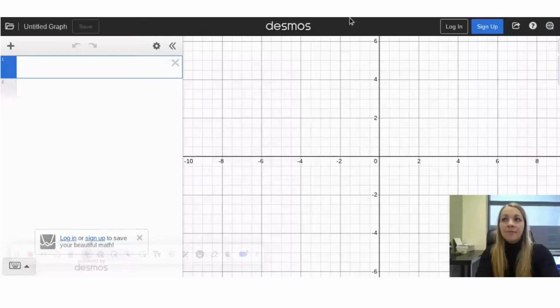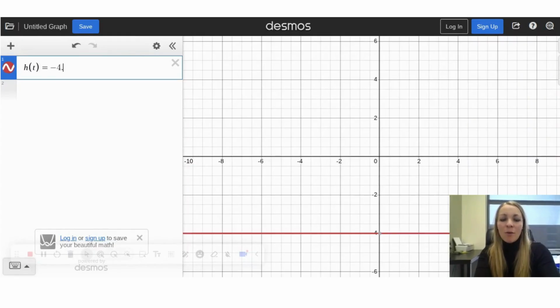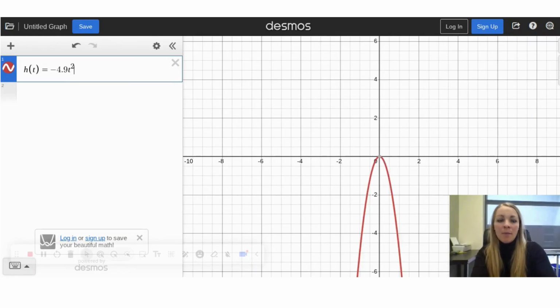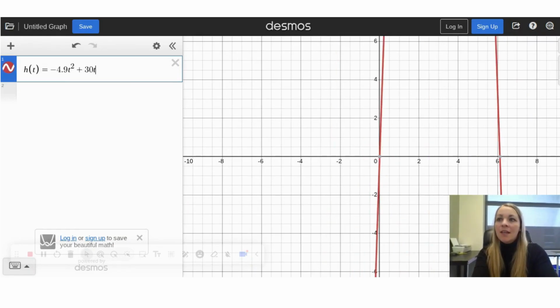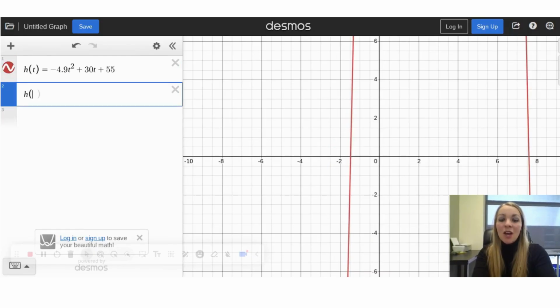Let's go there now. I'm going to start by typing in the function. h of t equals negative 4.9 t squared plus 30t plus 55. Then I'm going to come to the next line and just type h of 3. This gives me the height of the object after 3 seconds.